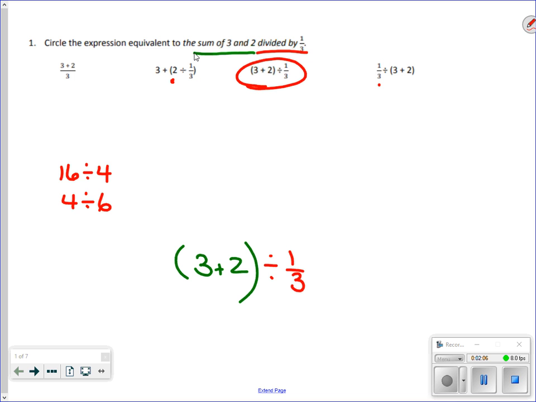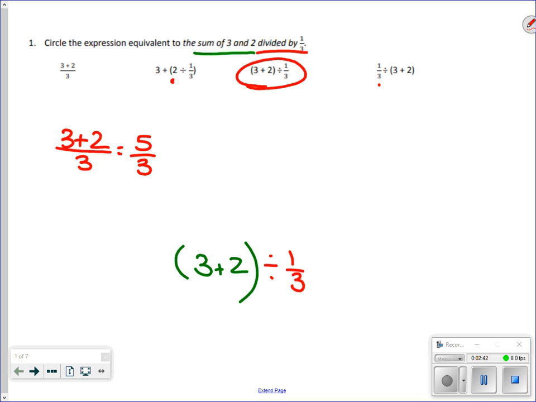Well, let's actually see. This one I'm actually going to work it because I looked at it differently this morning. Let's see if it actually works. 3 plus 2 divided by 3 would be 5/3. That's what I would get, 5/3. So let me see if this one would actually give me 5/3.